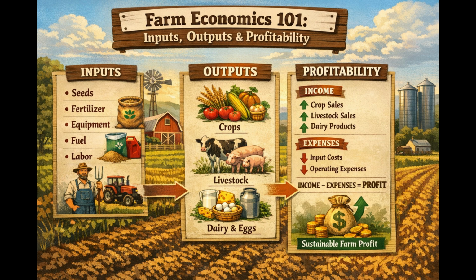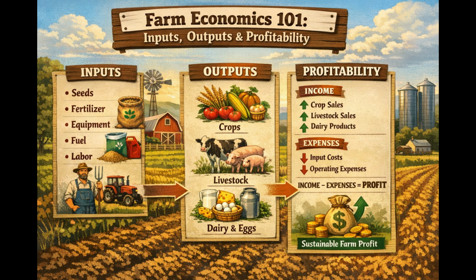Let's say you're growing tomatoes. Your inputs might include transplants at 50 cents each, drip irrigation tape, fertilizer, stakes, labor for planting and harvesting, and fuel for your tractor. Let's say all of that adds up to $3 per plant over the growing season. Now, if each plant produces 10 pounds of tomatoes, and you're selling those tomatoes for $2 per pound at a farmer's market, your output value per plant is $20. Subtract your $3 input cost, and you've got $17 in gross profit per plant.